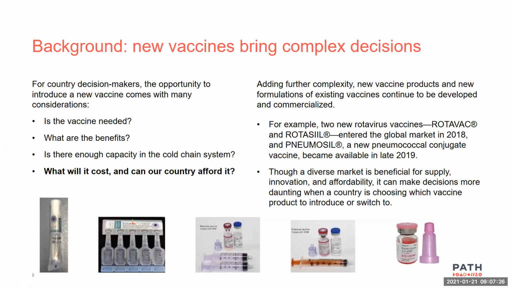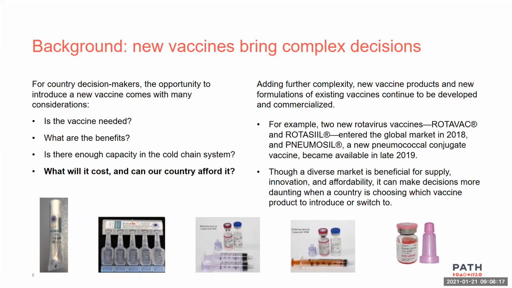So with this, I'm going to get started with some background information. I want to highlight here that there are many considerations that come with decisions around introducing or using new vaccines, and I've laid out some of them here on the slide. When thinking about introducing new vaccines, decision makers would assess if the vaccine is needed in their context, what kind of benefits the vaccine would bring, if they have enough capacity in their cold chain system to accommodate or store it, and also what will it cost, and can we afford it?